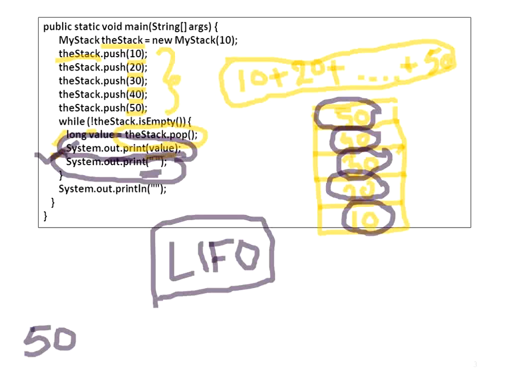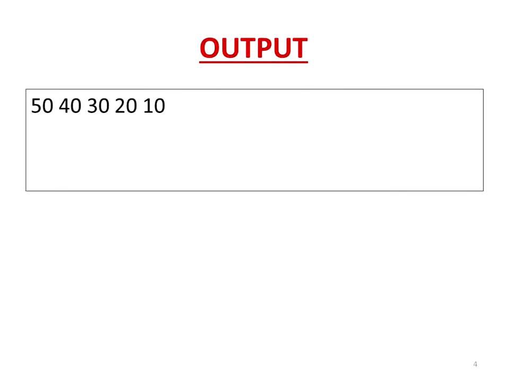Then next is, yes, because LIFO. Then you have 40, and then you have 30, and then 20, and then again a space, and then 10. Okay, now let's see the output. This is the output.